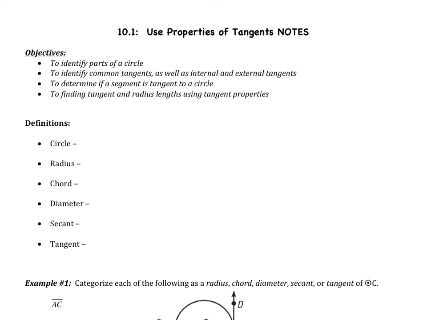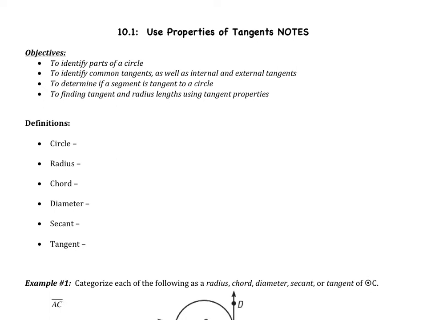As normal, Section 1 is kind of the background on circles. So a whole bunch of objectives. The first one is we're going to identify parts of a circle, like the radius, the diameter, the center. Those are things that you should have talked about before. We are going to identify common tangents, those that are internal and external common tangents. We are going to determine if a segment is tangent to a circle, and then we're also going to find tangent and radius lengths using tangent properties. So as you can see from the objectives, all day today, or all video, we're learning about tangents.